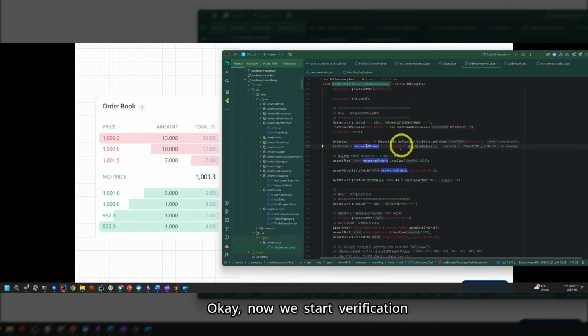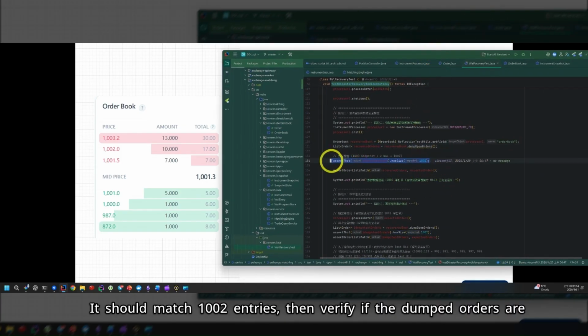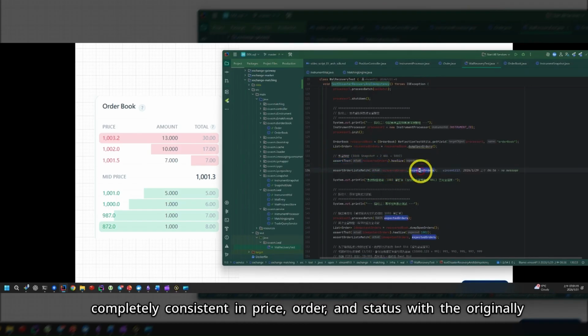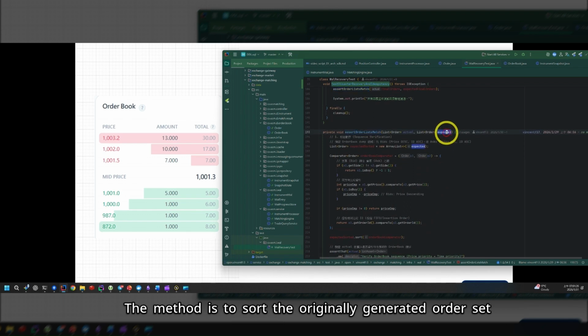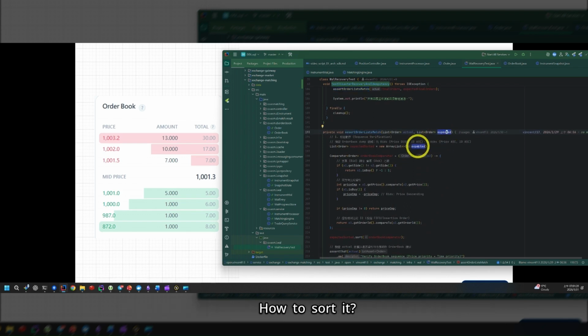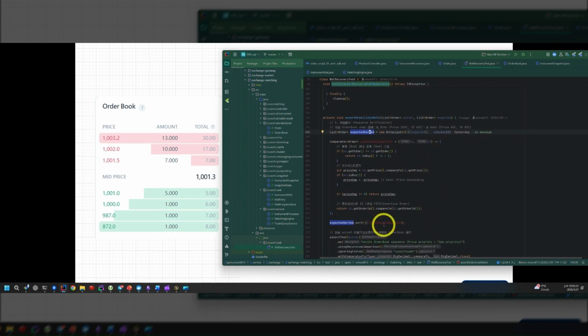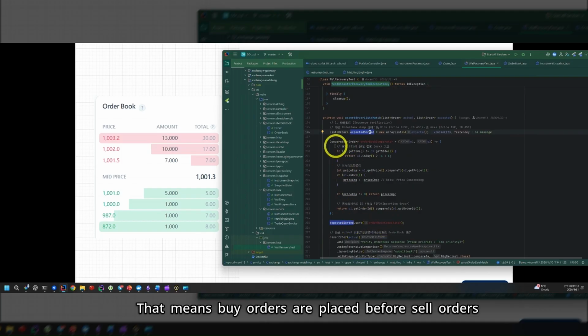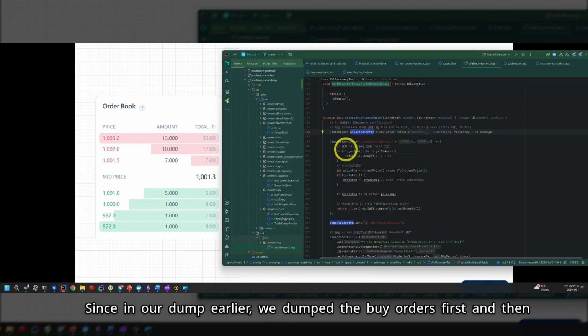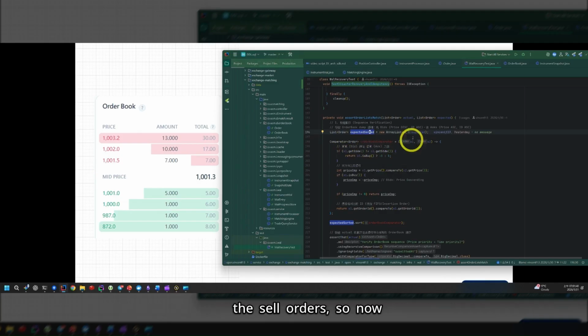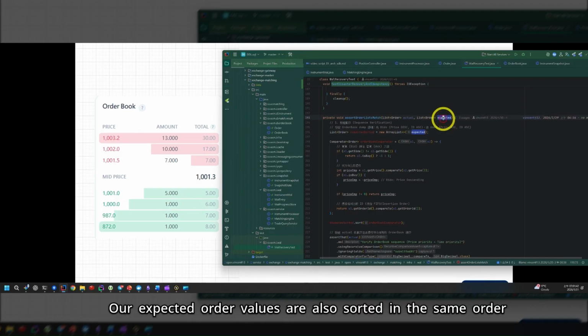Okay, now we start verification. It should match 1002 entries, then verify if the dumped orders are completely consistent in price, order, and status with the originally generated orders. The method is to sort the originally generated order set. How to sort it? That means buy orders are placed before sell orders. Since in our dump earlier we dumped the buy orders first and then the sell orders, so now our expected order values are also sorted in the same order.